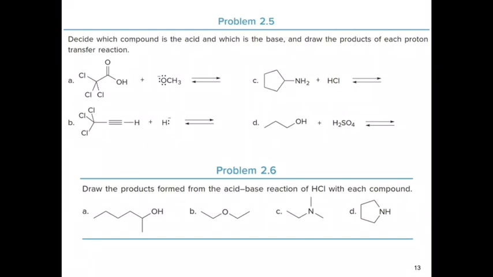So let's take a look at this first one right here. So we have a molecule containing lone pairs of electrons on the oxygen and this oxygen as well. But then you look at this second species right here, this contains a negative charge, a net negative charge. So right off the bat, this species will be considered the base.